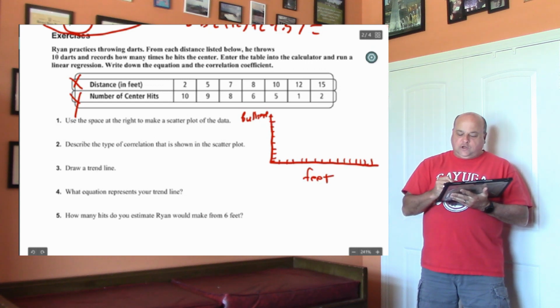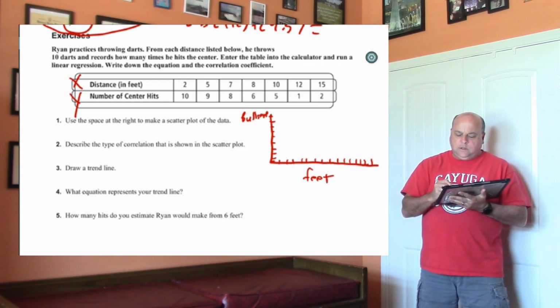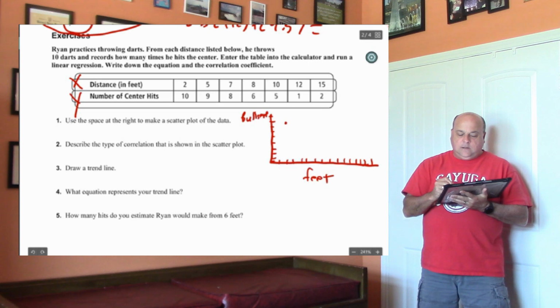Okay? So at 2 feet, he gets 10 bullseyes. Then at 5 feet, he gets 9 bullseyes. Then at 7 feet, he gets 8 bullseyes. At 8 feet, he gets 6 bullseyes. At 10 feet, he gets 5 bullseyes. At 12 feet, he gets 1. And at 15 feet, he gets 2.